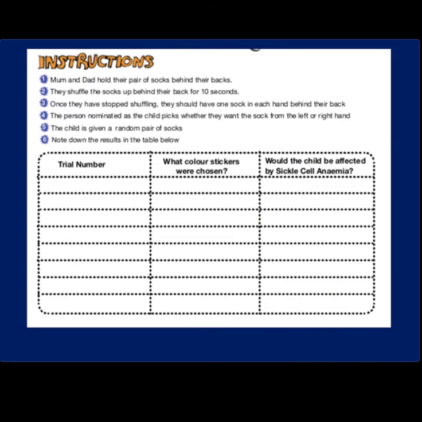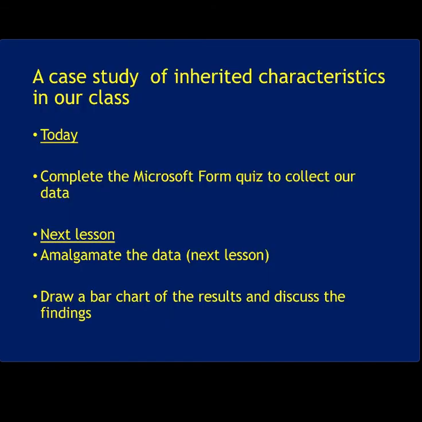Now there is one other thing that I need you to do in your homework. Next week we are going to do a case study on our inherited characteristics. Obviously we're not going to be in a classroom together, but there is a Microsoft Forms quiz to collect our data. It asks you to tick the box: are you straight haired or curly haired, brown eyes or blue eyes, lobed ears or lobeless, can you roll your tongue, can you not? That's going to allow me to collect the data so that you will have data next week to work on.